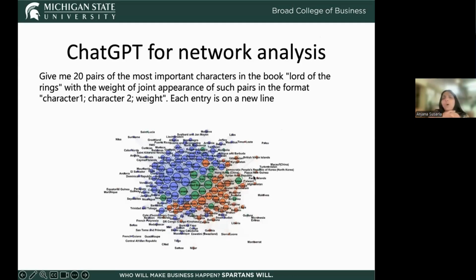Similarly, this is a very toy network analysis example, right? Give me 20 pairs of most important characters in the book Lord of the Rings, with the weight of appearances for each entry. I can just take this and plot it into a graph, right? Can you do this with something else? Well, you can do this analysis for Harry Potter. You could do this analysis for the movie Love Actually. It's very interesting from a network science perspective because of the character arcs, how the characters are connected and the weight of appearances. It's like 3 or 4 different plot lines. So the network analysis actually shows how the plot is moving and so forth.